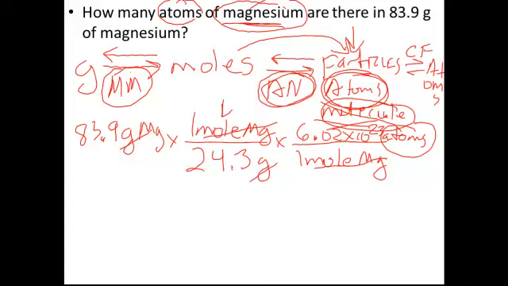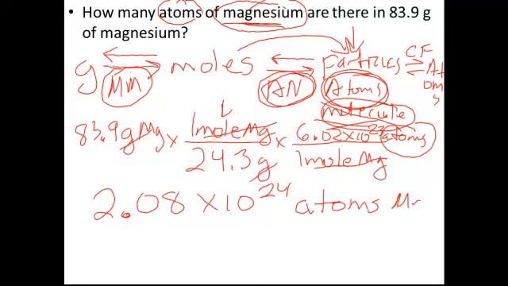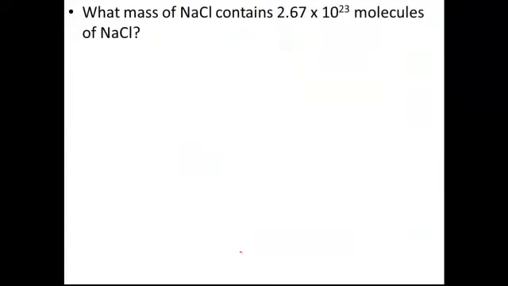And so for my final answer with 3 significant digits, I'm going to round that to 2.08 times 10 to the 24th atoms of magnesium. So again, back to our original question. If you got about 84 grams of magnesium, that's how many actual atoms of magnesium you would have in that sample, which seems like a lot. That's a great big number, but remember, atoms are really, really small.